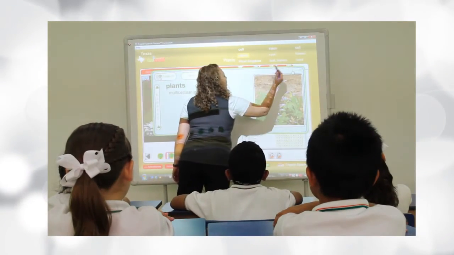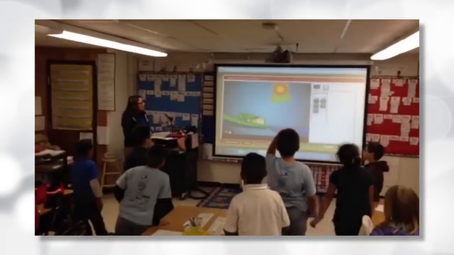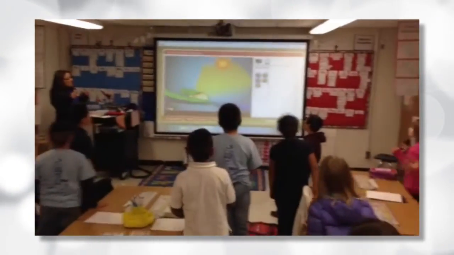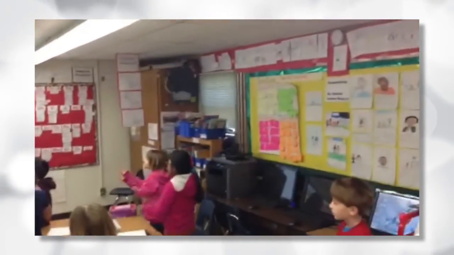Vision is by far our most dominant sense. We can recognize and imitate patterns because of mirror neurons across our brain.